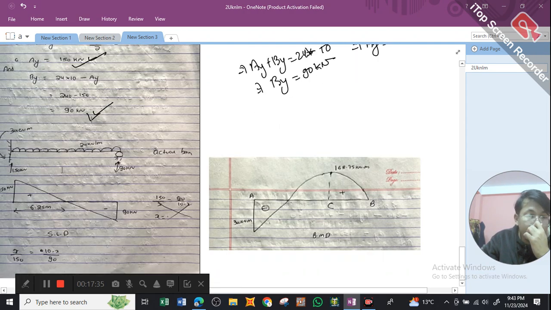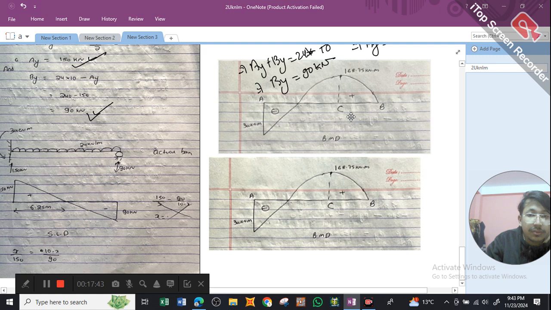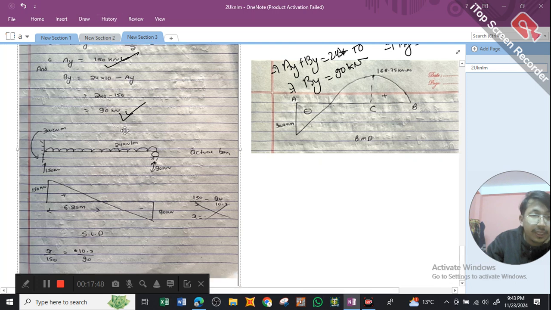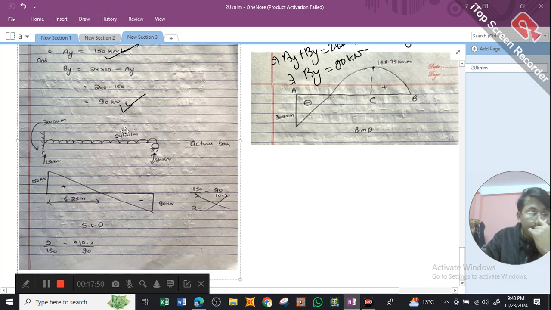So next what we need to do is draw the shear force diagram and bending moment diagram. So this is my actual beam. So what we're going to do right now is draw the shear force diagram.